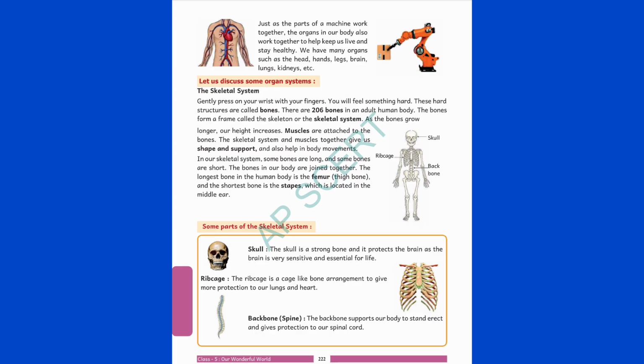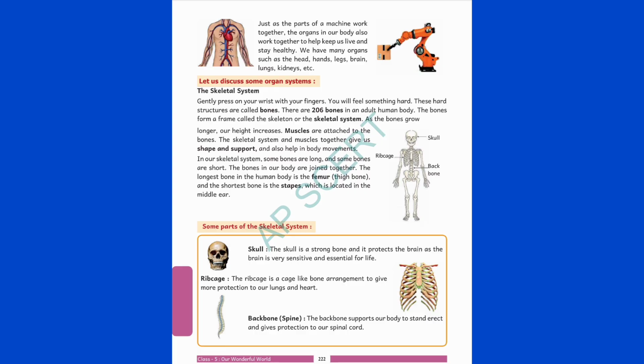External organs. Internal organs. Page number 222. Just as the parts of a machine work together, the organs in our body also work together to help keep us alive and stay healthy. We have many organs, such as the head, hands, legs, brain, lungs, kidneys, etc. Let us discuss some organ systems.